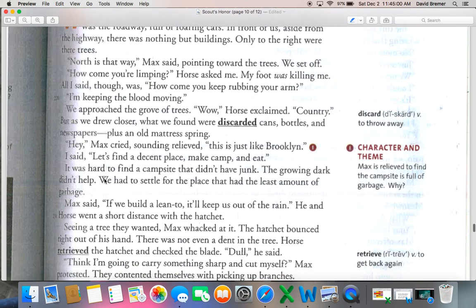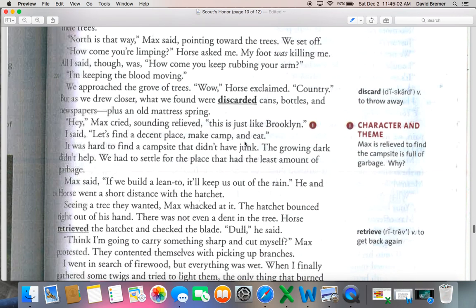Yeah. I said, let's find a decent place, make camp, and eat. It was hard to find a campsite that didn't have junk. The growing dark didn't help. We had to settle for the place that had the least amount of garbage.